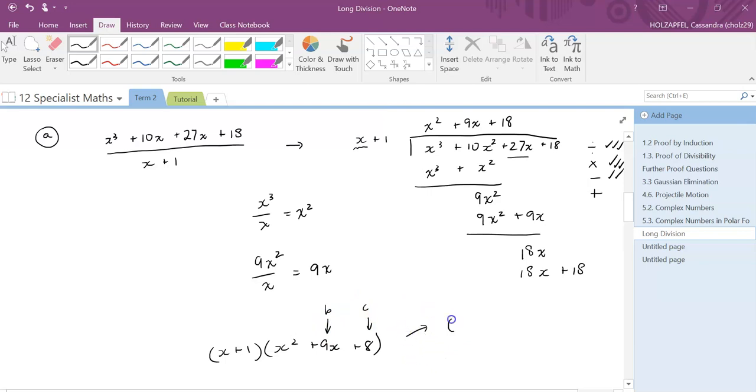So I could factorize this as x plus 1, x plus 1, x plus 8, because this x plus 1 has just come from here, and then this has come from factorizing a quadratic. So to rewrite that again, in the simplest form, I'm going to end up with x plus 1 squared times by x plus 8. All right, let's give another one of these questions a go.